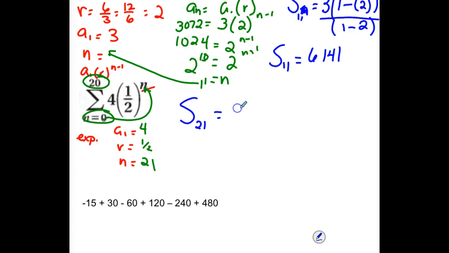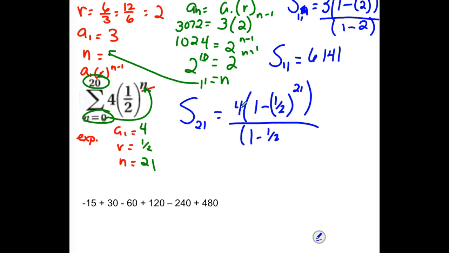All right, so first term was 4 times 1 minus 1/2 to the 21st power, all over 1 minus 1/2. And it came out to be what? About 8. It was 7.99 something, right? So our sum is about 8.